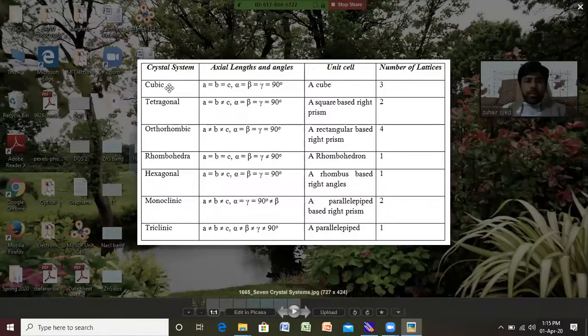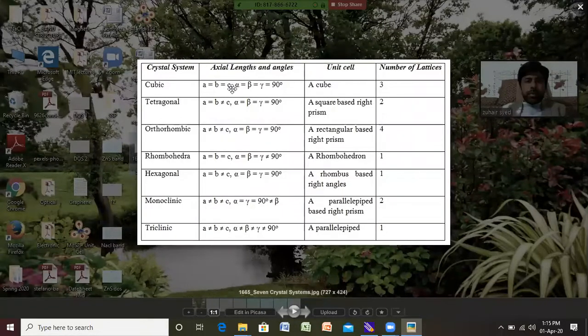Number 1 is cubic. Cubic crystal system has all sides A, B, and C equal. Notice that in 2 dimensions we defined 2 sides, A and B, because we were talking in 2 dimensions. Now we are going to talk about 3 dimensions, so we will define 3 sides, and 3 angles as well. So in the cubic system all 3 sides are equal.